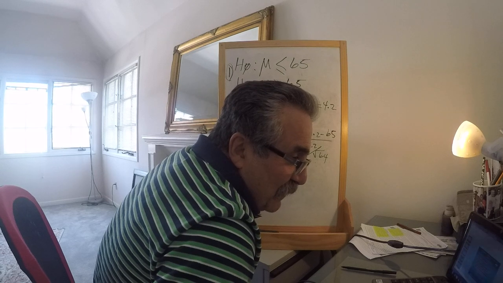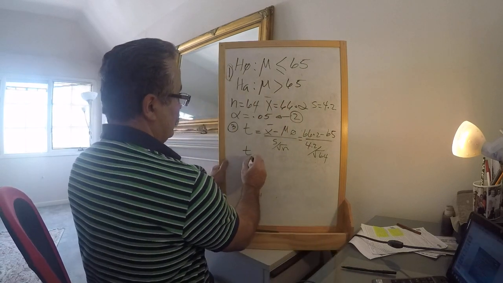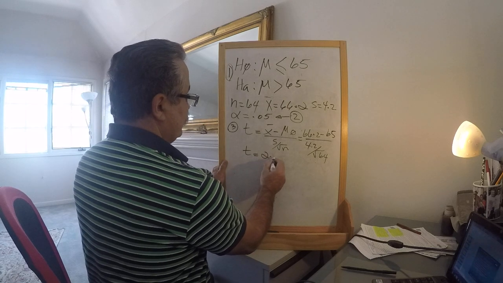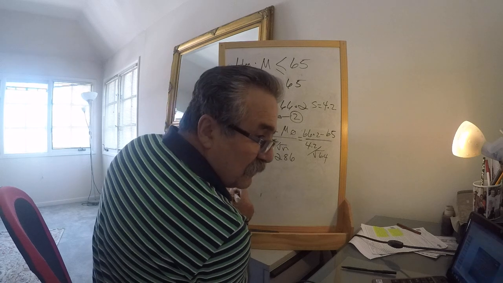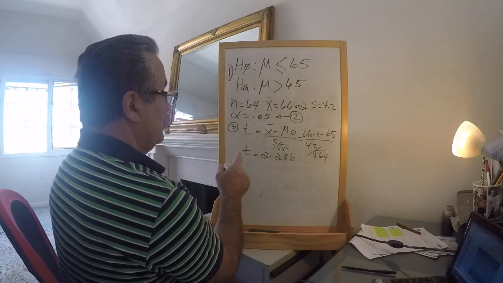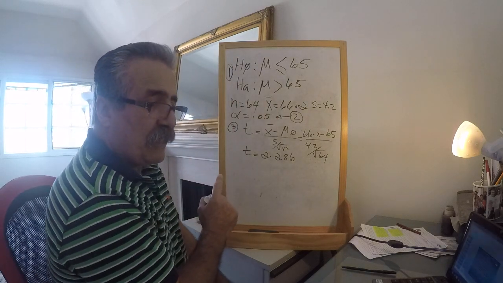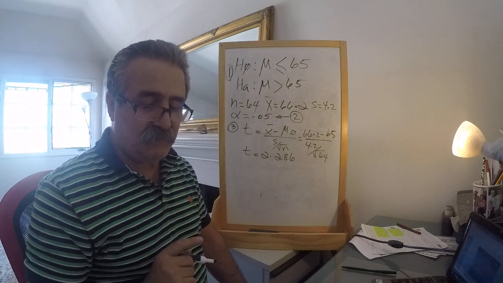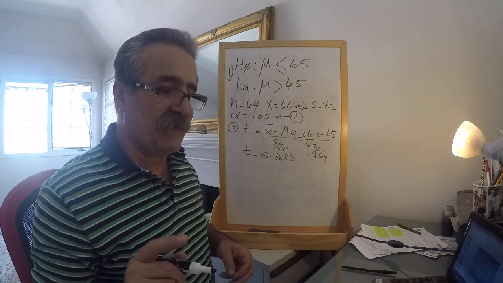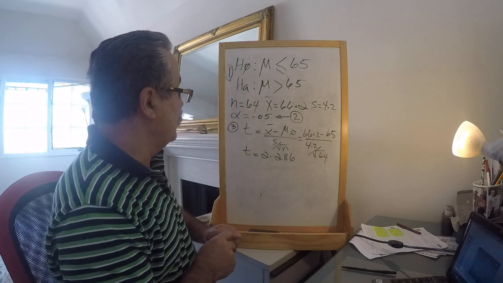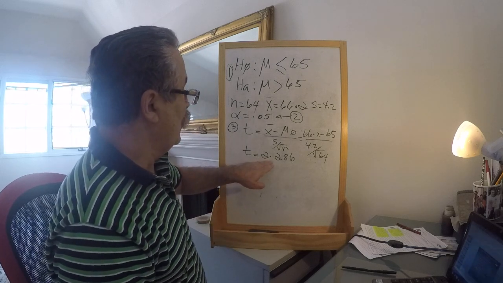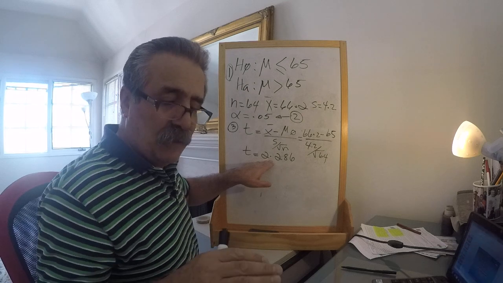So T comes out to be 2.286. Okay? Now, if we want to go ahead and use p-value, we have to go ahead and see where this is located on the table.